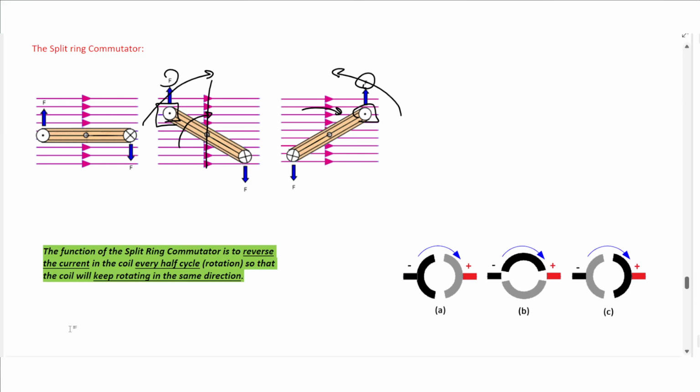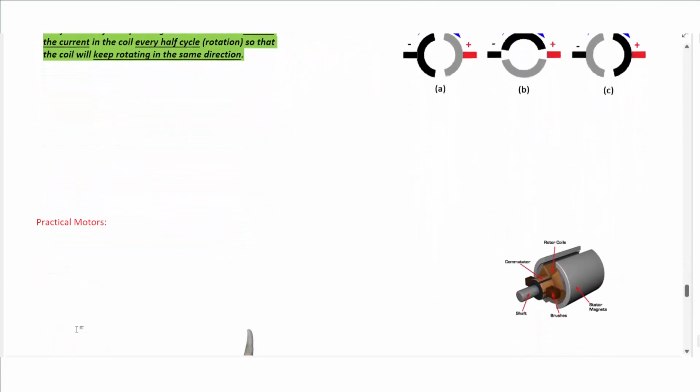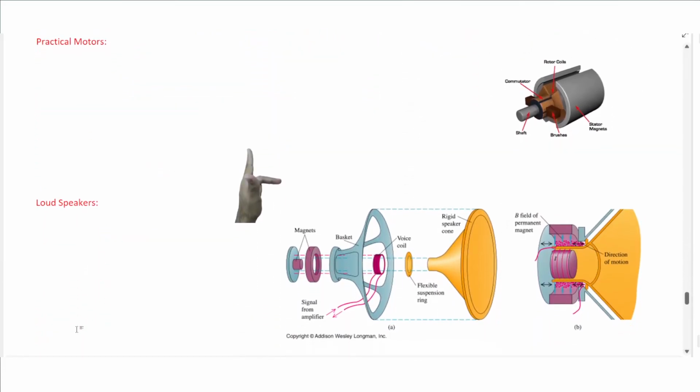The function of the split ring commutator is to reverse the forces. How does it do that? By reversing the current in the coil every half cycle to keep the rotation in one direction. Now, for a practical motor, you use more coils, more turns of wire, and curved magnets.